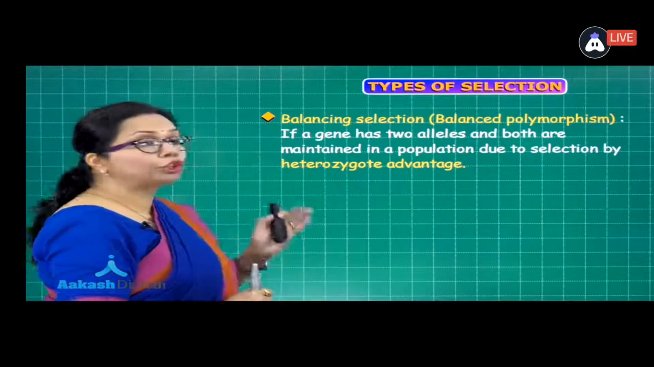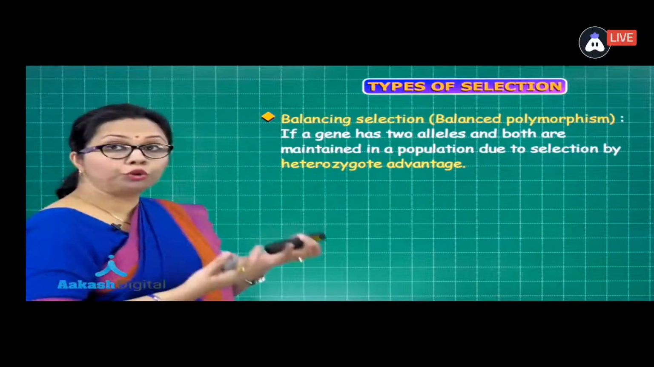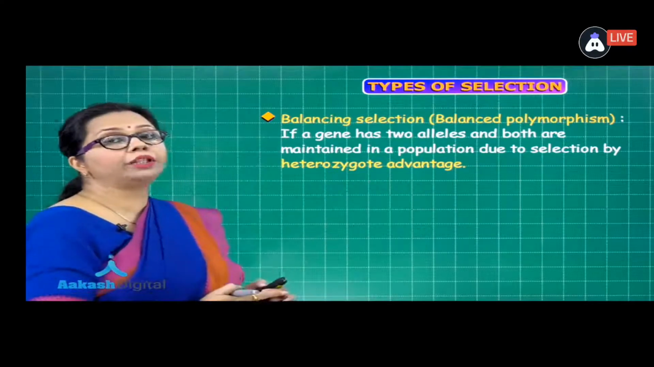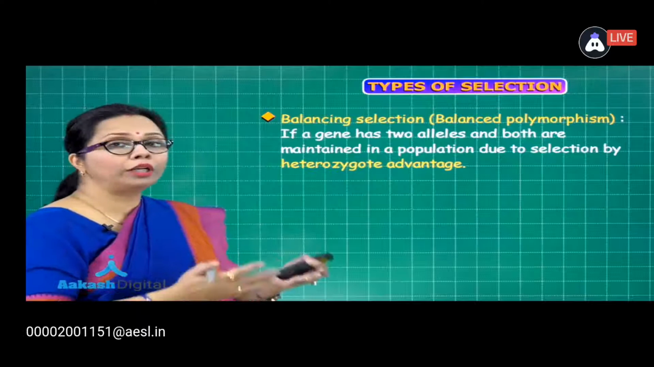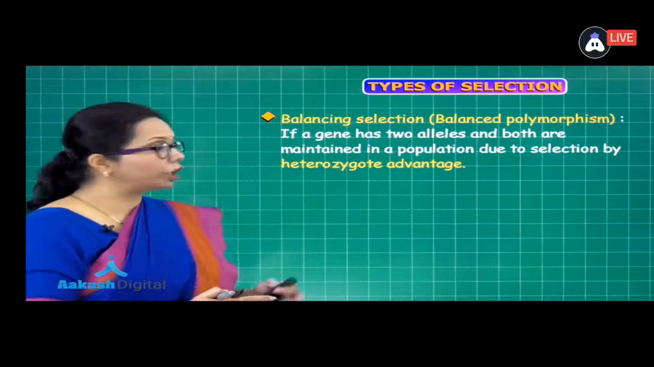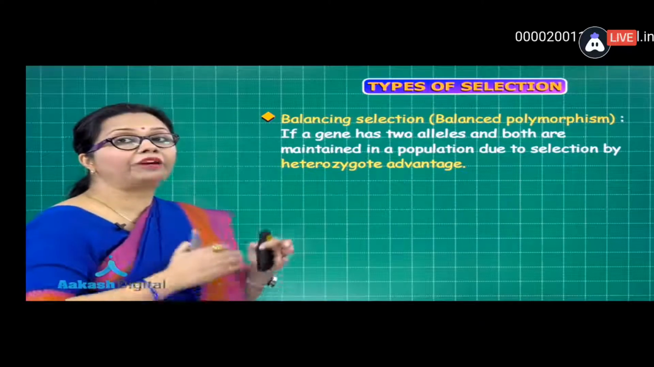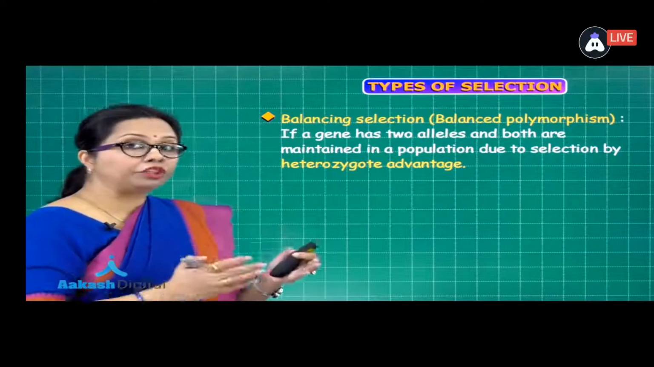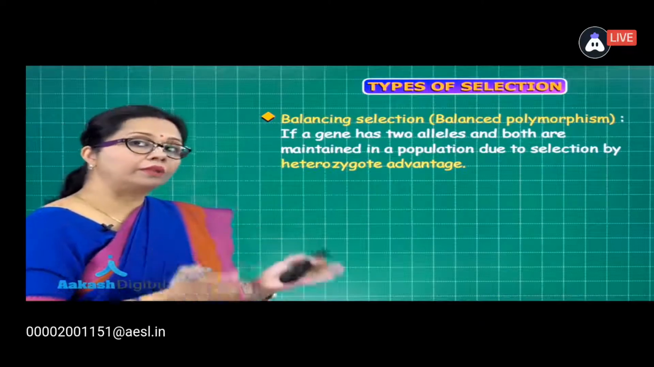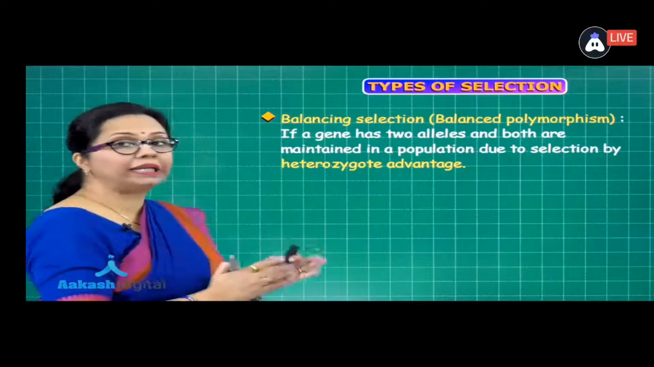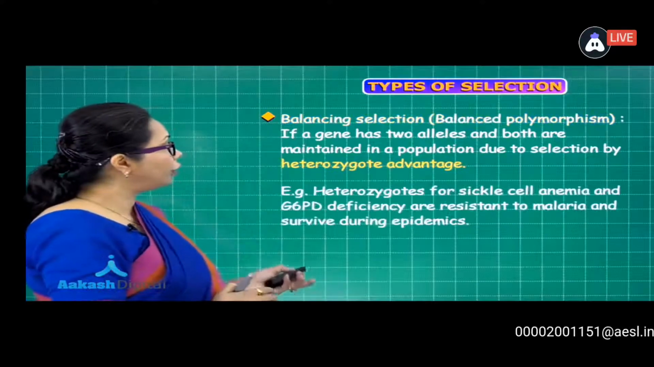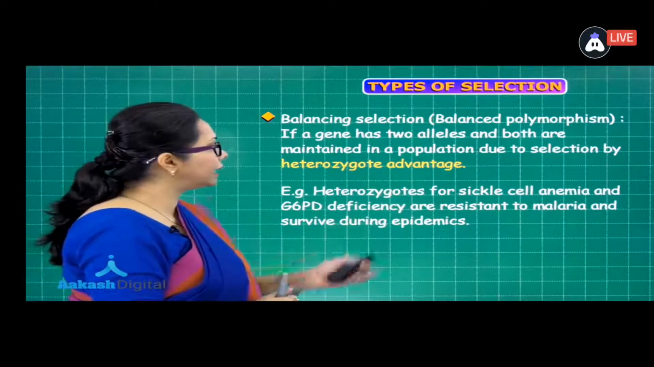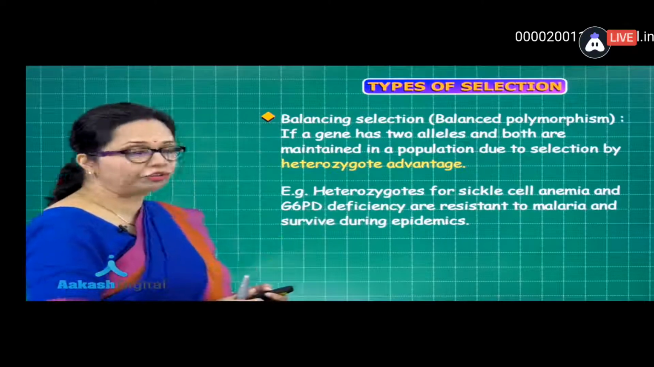Now if a gene has two alleles, which usually are there, and out of those two alleles both are maintained in the population, that could be only by maintaining heterozygotes. So heterozygotes have an advantage over homozygotes, and this way both the alleles have the adaptive value, both the alleles are getting selected. And one of the best examples we have from here is sickle cell anemia and G6PD deficiency.